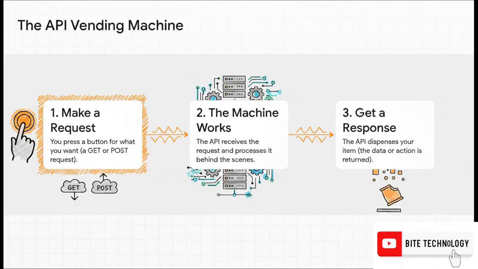So let's just walk through this vending machine idea. First, you make a request. That's you pressing the button. In the digital world, this is usually a GET request to pull information or a POST request to send information. Second, the machine does its thing. The API processes your request behind the scenes. And third, you get a response. Your snack drops into the tray. The API returns the data or confirms the action was completed. That's all an API is. It's just a clean, simple way for different programs to interact.